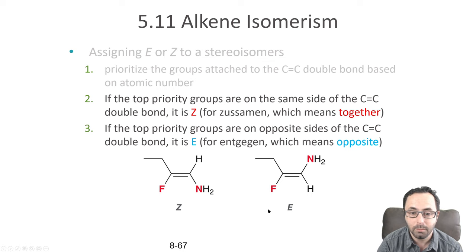Please make sure to practice R and S, practice spotting meso compounds, and be able to write the name of a molecule with a chiral center by adding the R and S designations for carbons that are chiral.